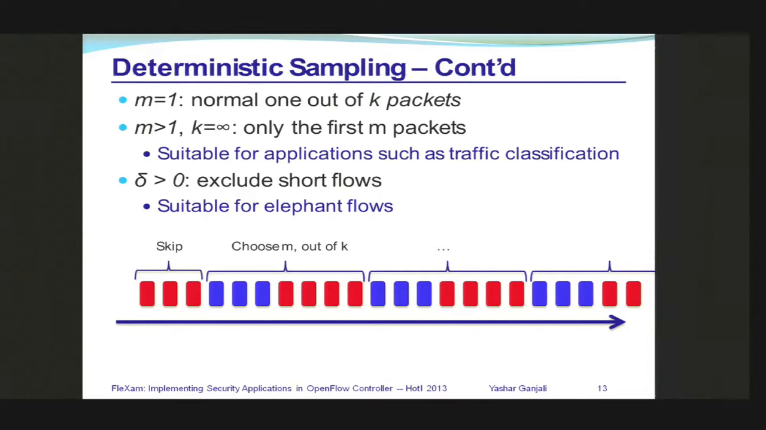For example, if you're interested in detecting long-lived flows, elephant flows as we call them, then you can set delta to a large value, meaning you're going to skip the first delta packets of the flow. If the flow is short and finishes by then, you're not going to see any packets of that flow. If the flow is long, you're going to start seeing packets from that flow.